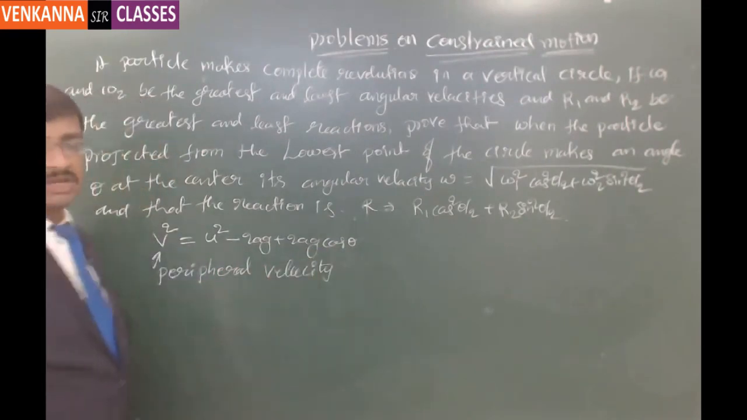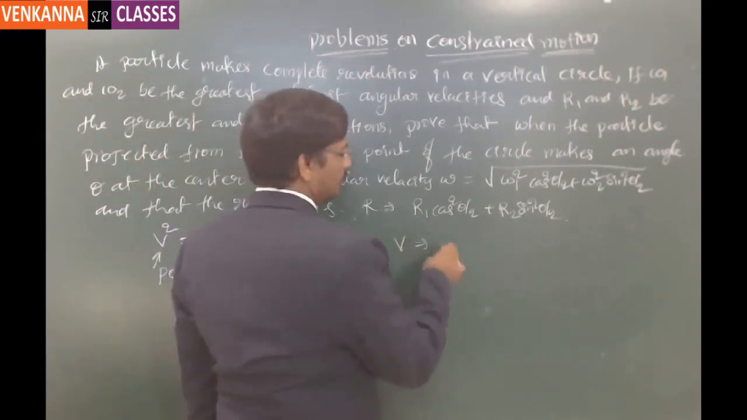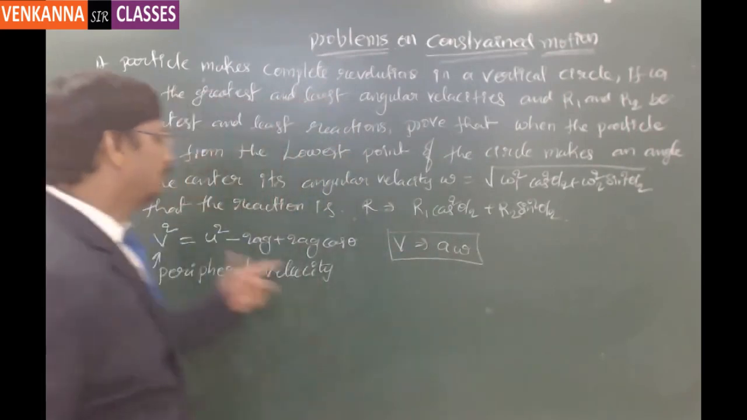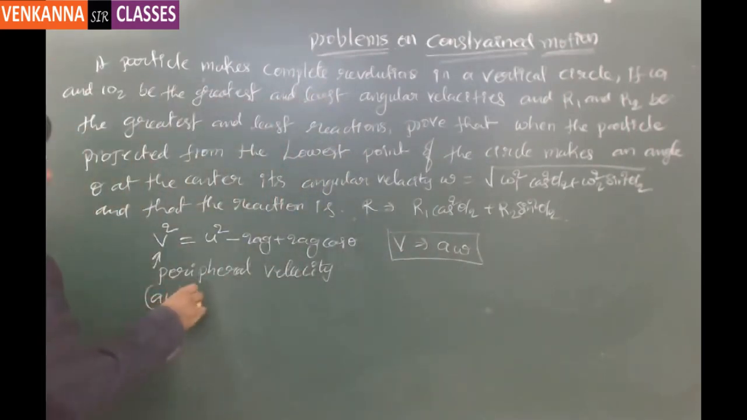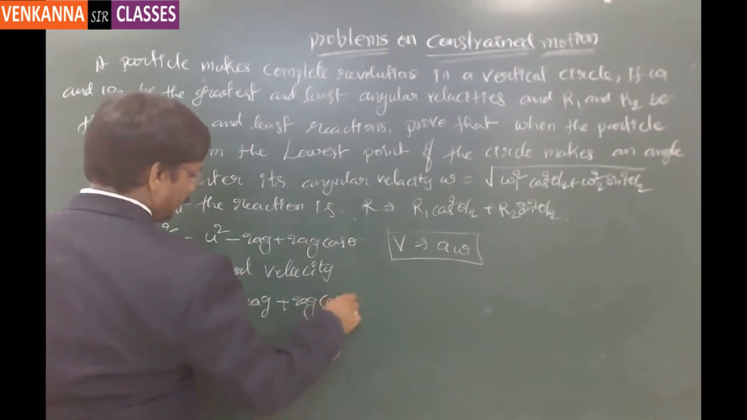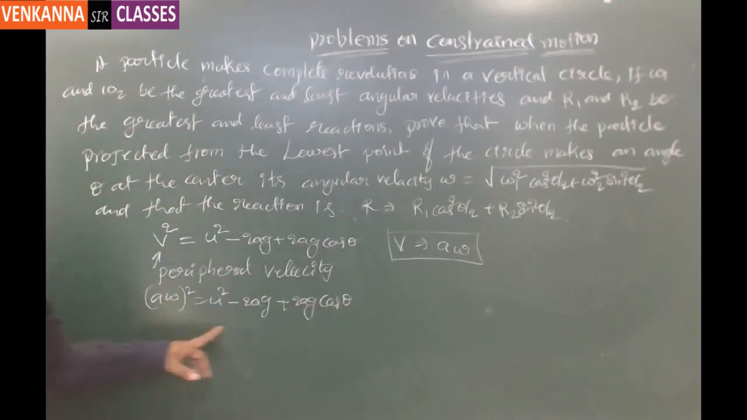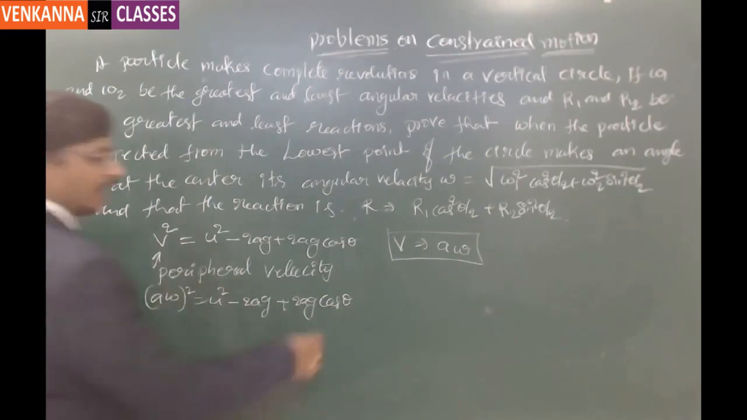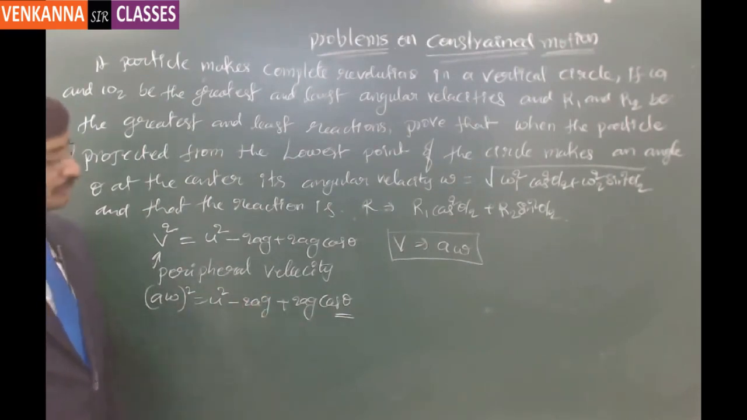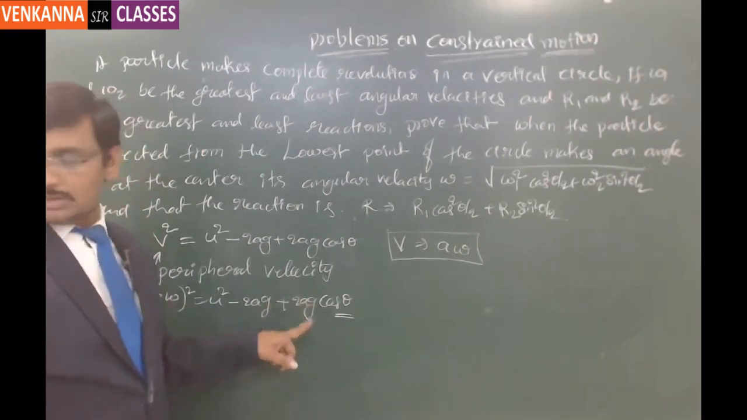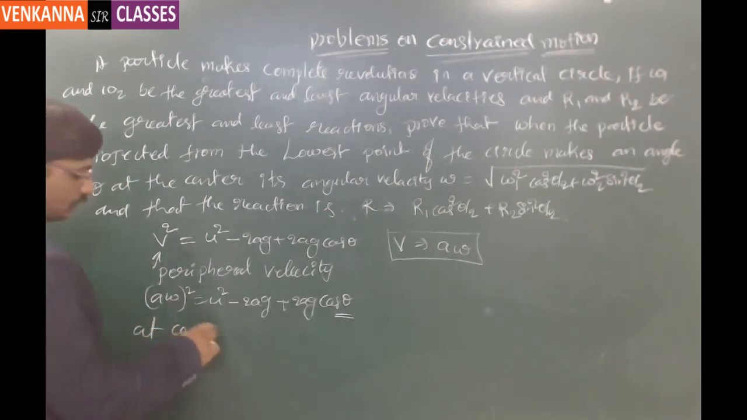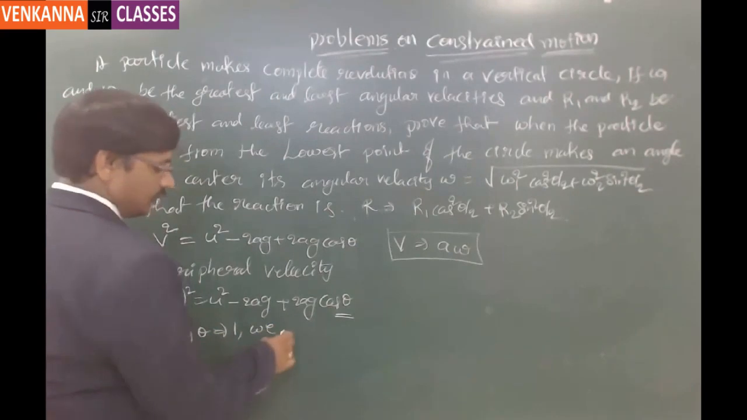The relation between the angular velocity and the peripheral velocity is v equal to a times omega. This is the relation in any circular motion. Now if I replace this, a omega whole square equals u square minus 2ag plus 2ag cos theta. Omega square is proportional to the right side. The angle theta decides where we get the maximum or minimum angular velocity. If cos theta equals plus 1, we get the maximum angular velocity.